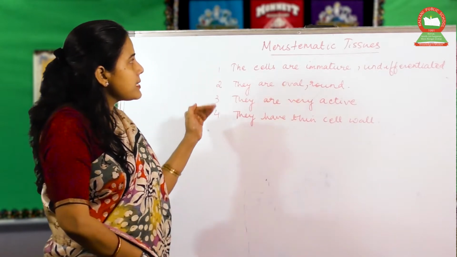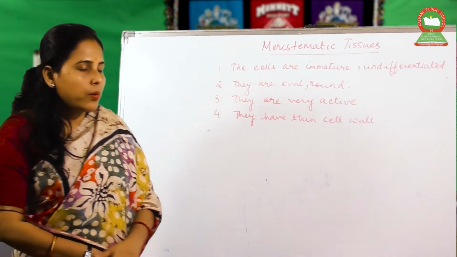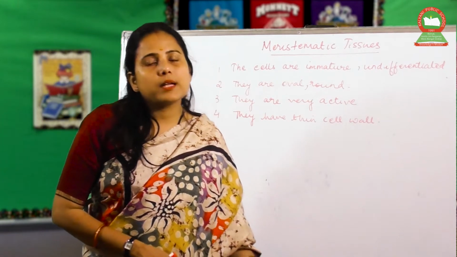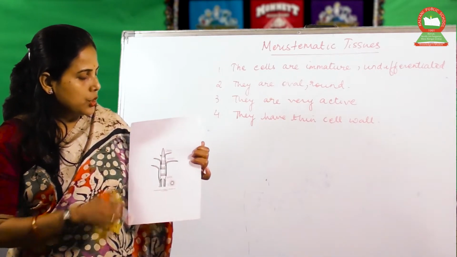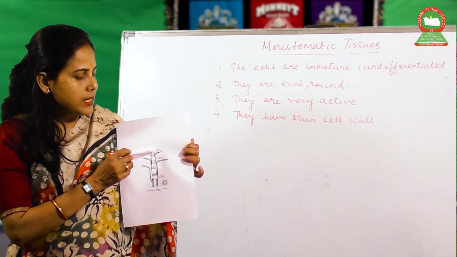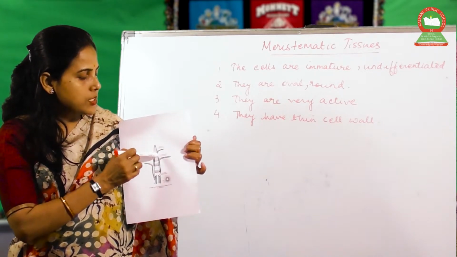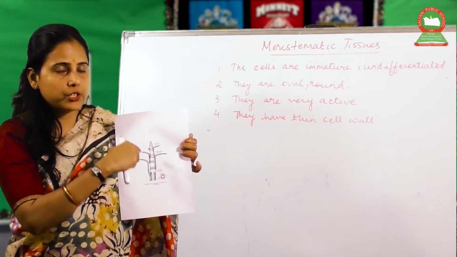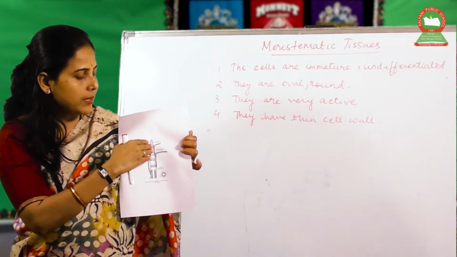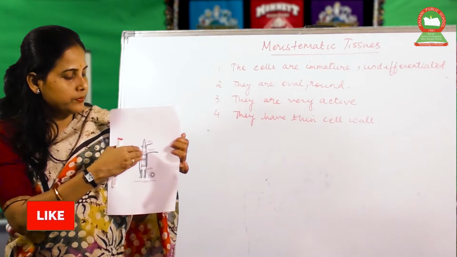Looking at these characteristics, if you search in parts of a plant where there is a new growing plant tip, you will find the apical meristematic tissue. This is the part which is responsible for the growth only in the upward direction. So in the apical meristem there is longitudinal growth.